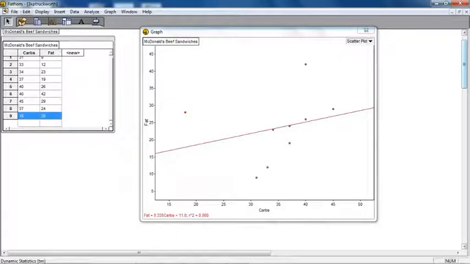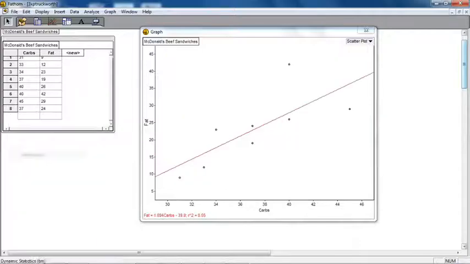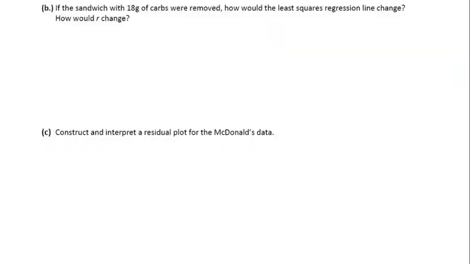And then if you delete it, correlation gets a lot stronger. The slope of the line goes up. So now we got this new line and a stronger correlation. So what can we say?